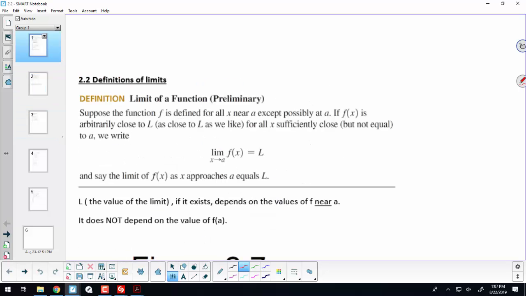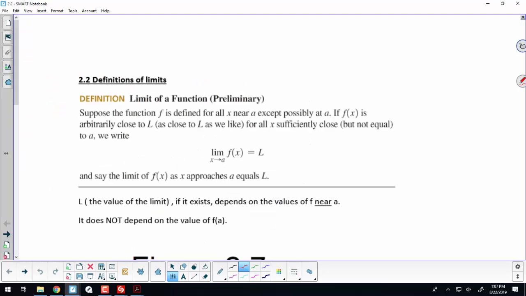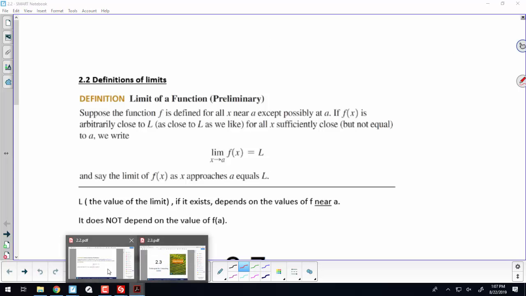Just making sure everything is there. Sometimes it's blank. So here we end up with a preliminary definition of a limit. Let me just back up for a moment. This figure here will sort of illustrate what we were doing.